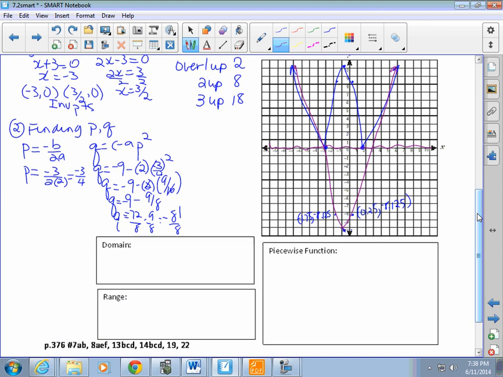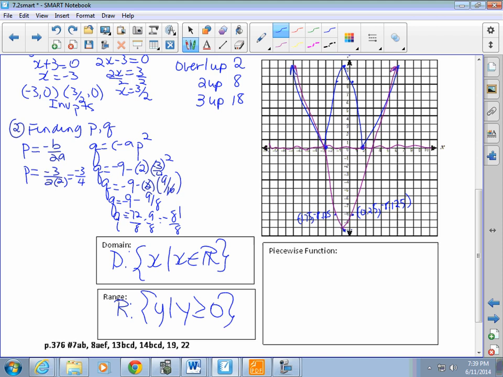So my domain for this, I can use any real number. My range, you probably see a pattern, has to be greater than or equal to 0. I can't go below 0 on an absolute value graph.